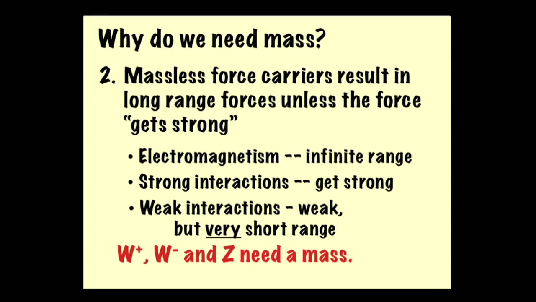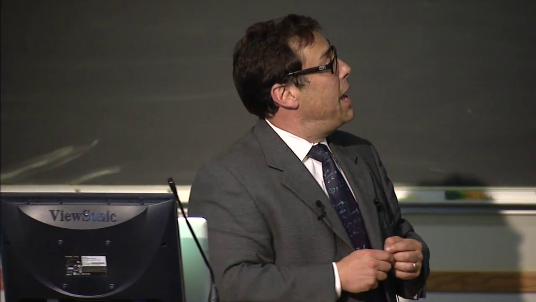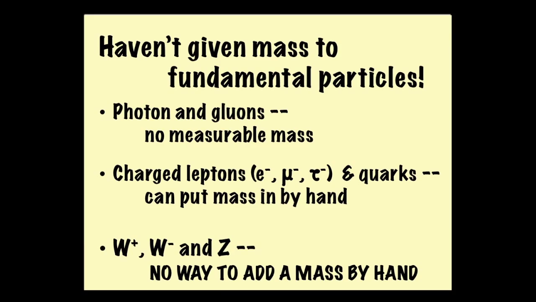Many of them don't. Photons don't need a mass. But we have different types of particles, and they all need a mass. And so far, we have nothing in the model that I've told you to give them mass. And people struggled with this question of how to give fundamental particles mass. As I said, photons and gluons, they don't need a mass.